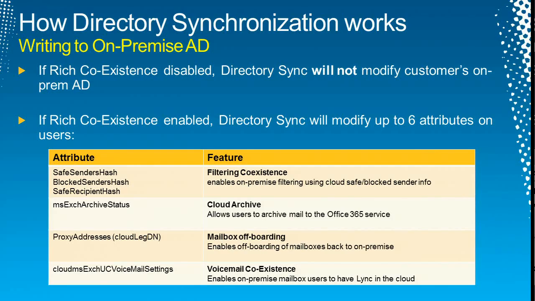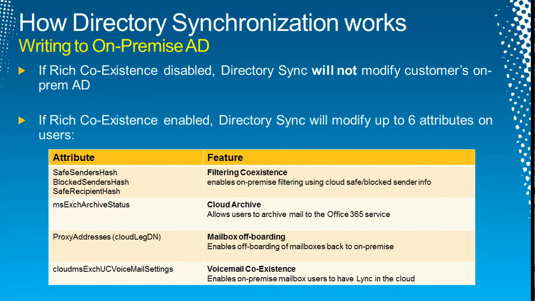And the attributes that we modify are for a couple different features. We talked about this before. So there's safe senders, block senders, and safe recipients. We'll push that information back on-premise for you if it's from a user that has a mailbox in the cloud. Similarly, we talked about Cloud Archive. We'll update the MS Exchange archive status attribute.